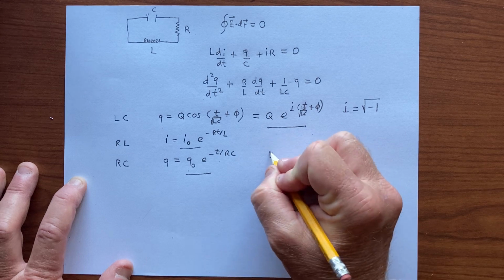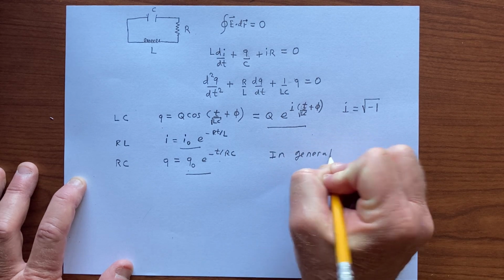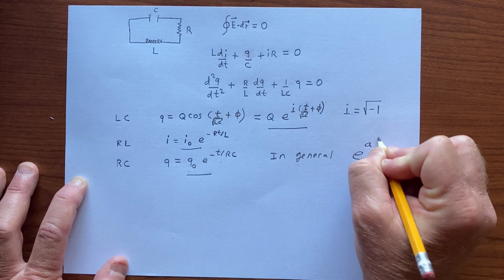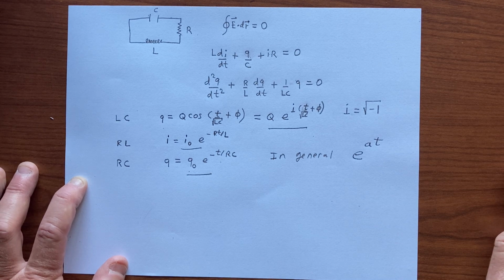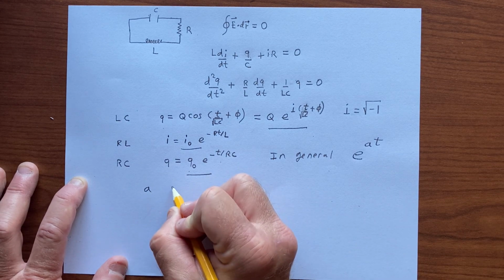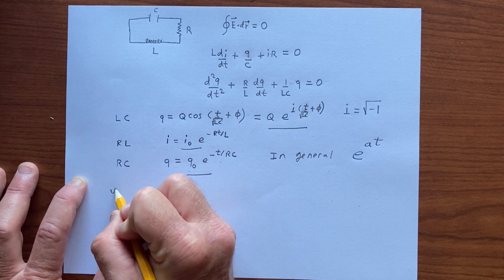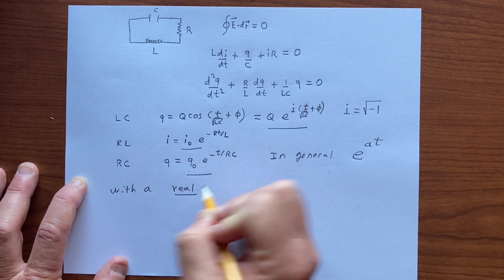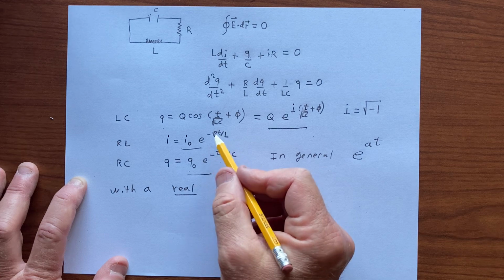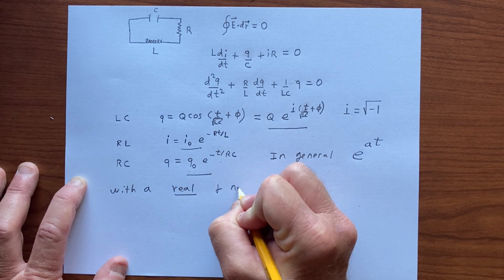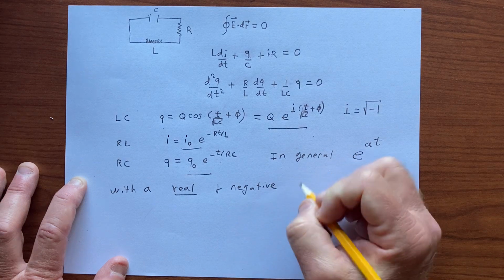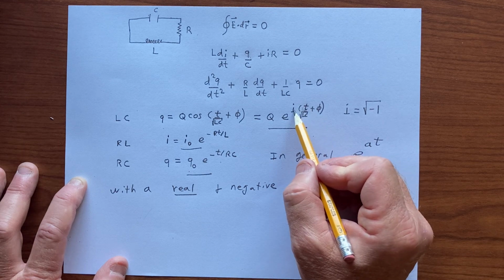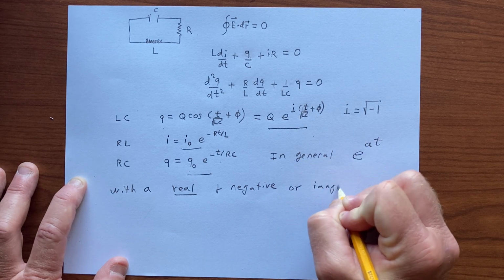And so in general, the solution can be written in terms of e to some a times t. Now the question is, what is that a? So a could be real and negative, so we saw that it was negative in some of these cases. A can be real and negative, or it can have this weird object here, and that's an imaginary number. It can be imaginary.